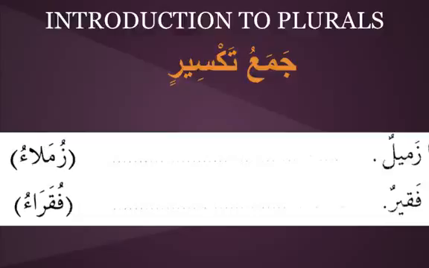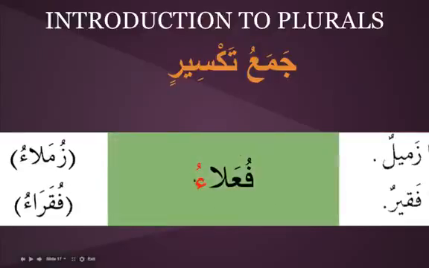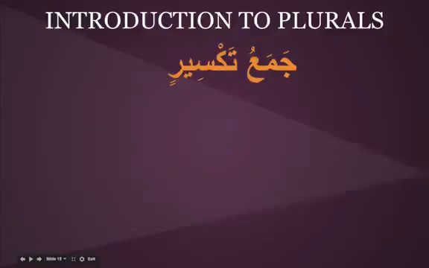Zamilun, we've done before. Zamilun means colleague. How do you say colleagues? Zumala'u. Faqir means poor. Faqirun, and poor, many people, you say fuqara'u. If you see the pattern here, fu'ala'u, what do we see here? We see a single dhamma. And we know when the noun ends with a single dhamma, it's mamnu' min as-sarf, that is, it is a diptote.